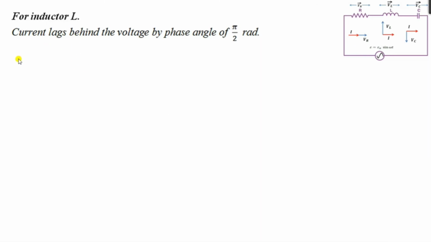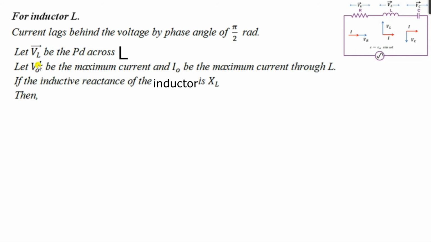Similarly for the inductor circuit, the current lags behind the voltage by 90 degrees. So if VL is the voltage across L, V naught L is the maximum voltage, I naught is the maximum current through the inductor, and XL is the inductive reactance of the inductor, then we can write V naught L is equal to I naught XL. Potential is equal to current into resistance.